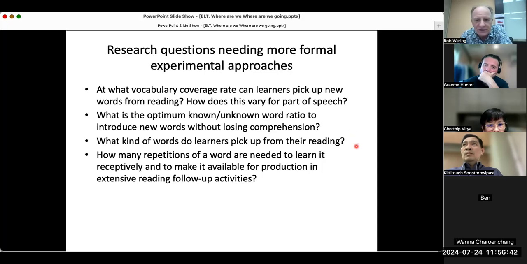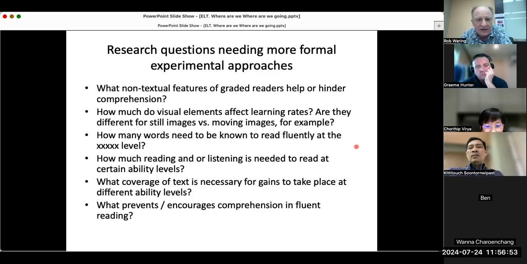So there's a few more questions here. As I say, I will send these slides to Art, and he will pass them on to you. I think he knows all your email addresses. So here's a few more. What non-textual features of graded readers help or hinder comprehension? How much do visual elements affect learning rates? How much reading or listening is needed to read at a certain ability level? How much do you need at intermediate? How much do you need at advanced?